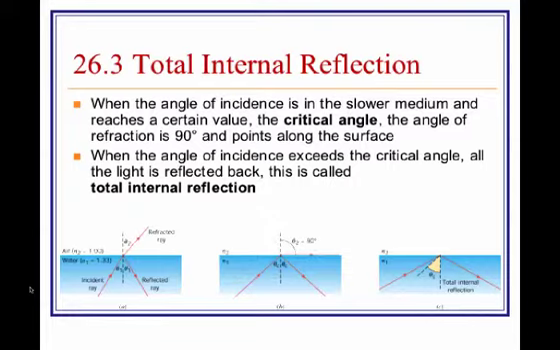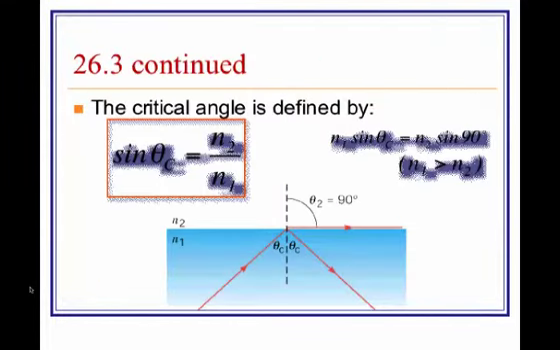Internal reflection only happens when a ray of light goes from a medium of high index of refraction to low index of refraction. The critical angle is this angle where it happens. Since the sine of 90 degrees is equal to 1, the sine of the critical angle is equal to the index of refraction of medium 2 divided by the index of refraction of medium 1. And the index of refraction of medium 1 is always greater than medium 2.